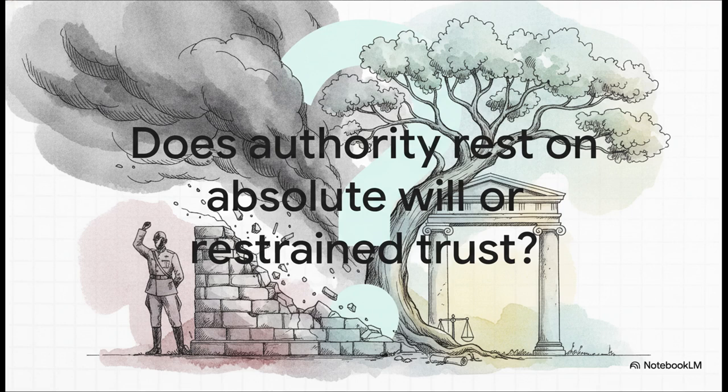But the reality of the English legal tradition was a centuries-long struggle to formally ground authority in legal restraints, property rights, and strict limits on the ruler. So I'll leave you with this to think about. When we look at governments today, does their foundational authority rest on absolute unchecked will, or is it a restrained public trust? Because the answer to that question changes absolutely everything.